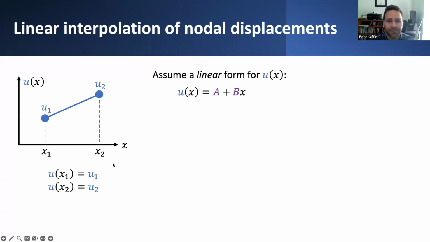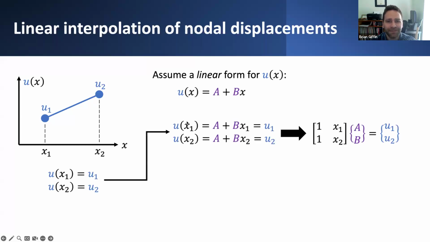So two equations, two unknowns. I can set up a system of equations to solve for both of those two different unknown coefficients, a and b. And in general, I can do this by saying, take this form for u of x, our assumed linear interpolation function, and try to satisfy these two equations.